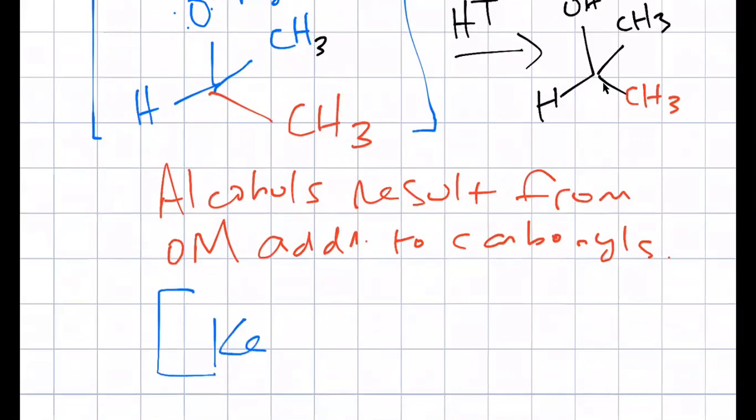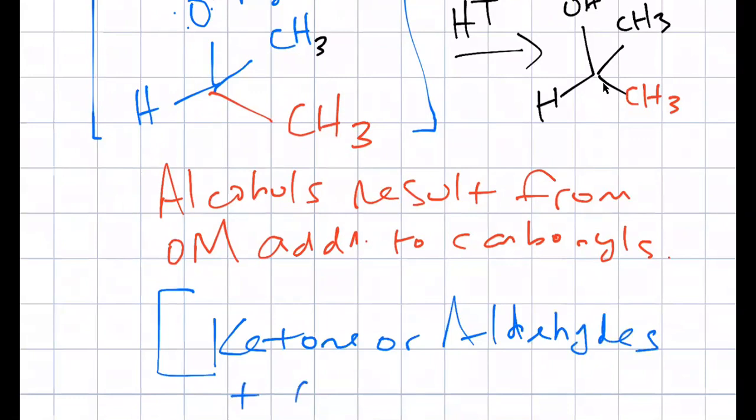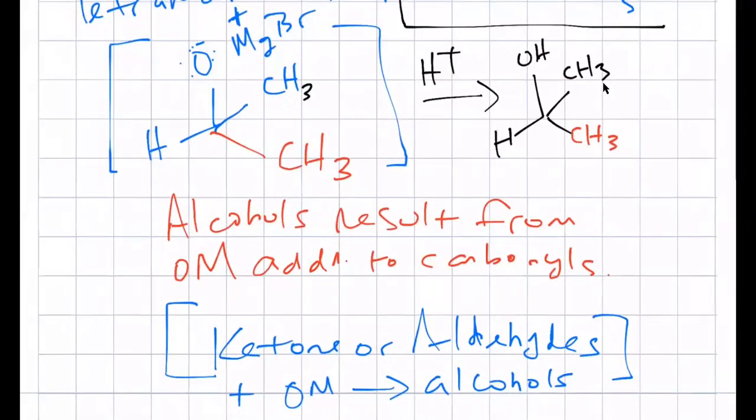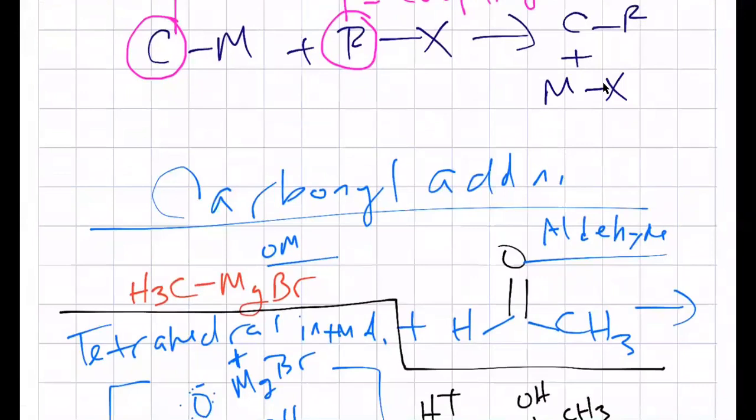Ketones or aldehydes, I've got a mnemonic for this, but I'll let you see it when you watch the video, plus organometallics will give alcohols, right? So a ketone or aldehyde will give you an alcohol, and then if you use an ester, you're going to get a ketone as the product, unless you use more than one equivalent of the organometallic. But I'll talk about that later. I don't want to talk about that now, because I just wanted to give you these examples to kind of chew on.